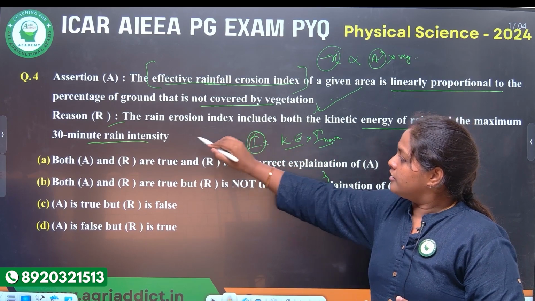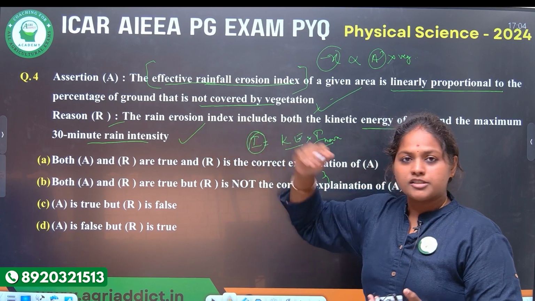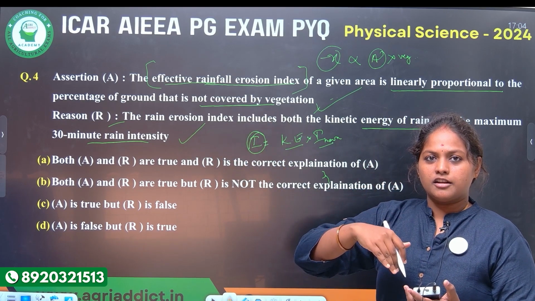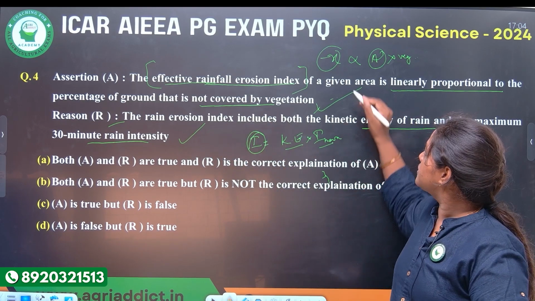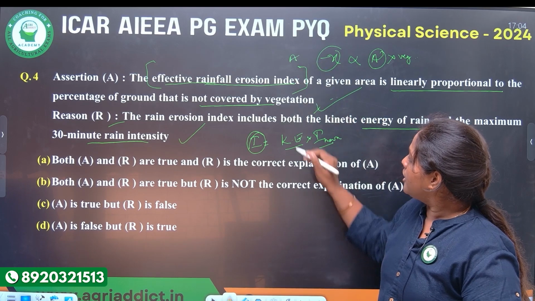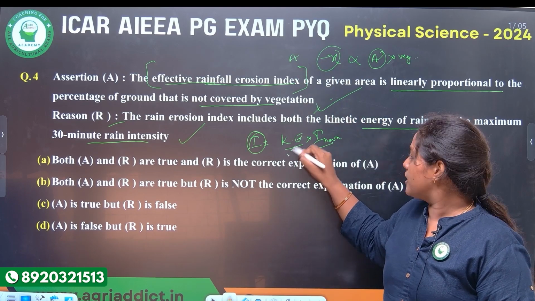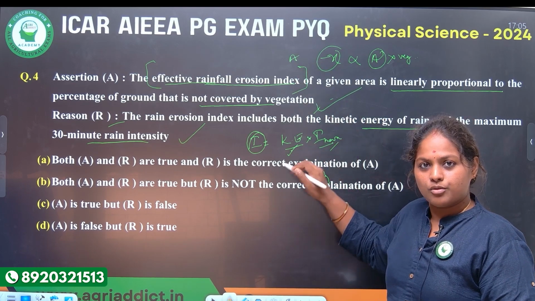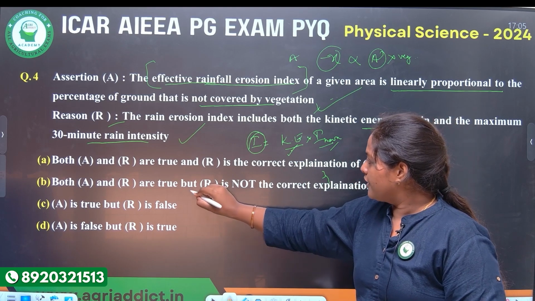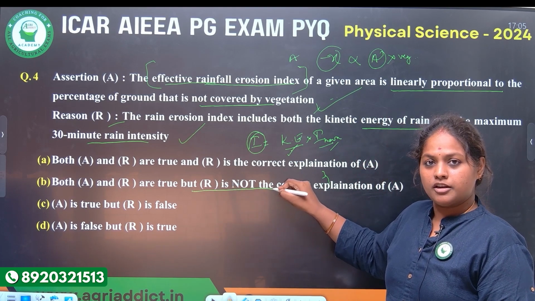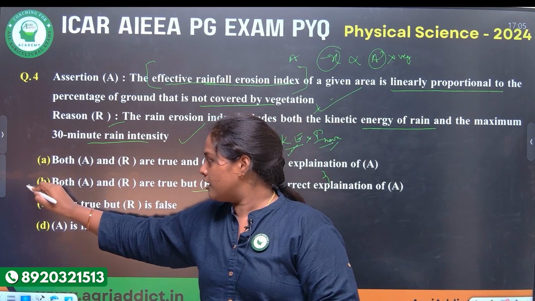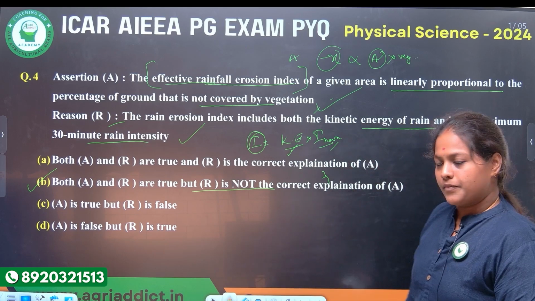Now this is also true, but what is the relation between assertion and reason here? There is obviously no relation, because here they are talking about area and here they are talking about kinetic energy and Imax. So both are true, but the reason is not the correct explanation for the assertion. So we are putting B as the option here.